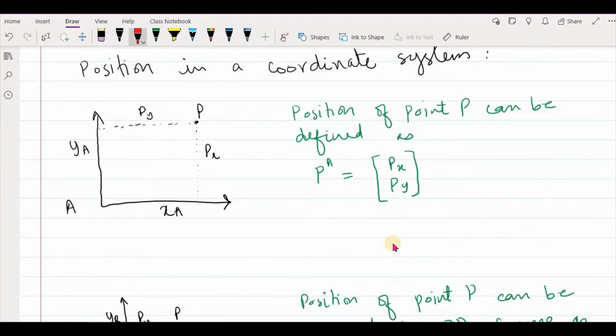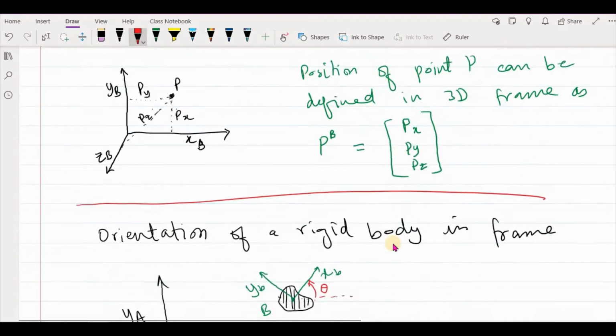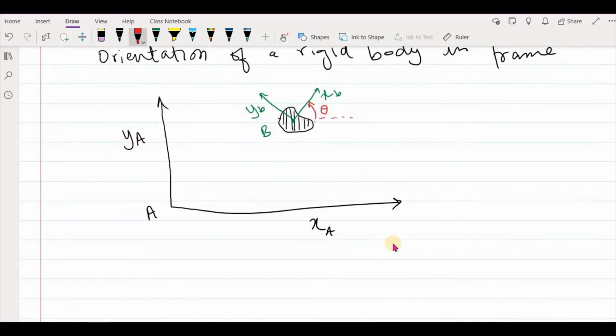And position is simply the projection of the point on the relevant coordinate. So this is how we define the position and orientation. So here the orientation can be defined using theta.